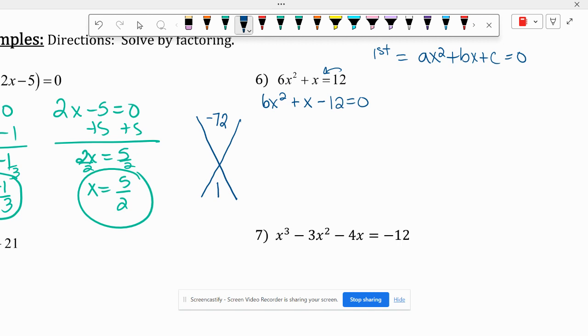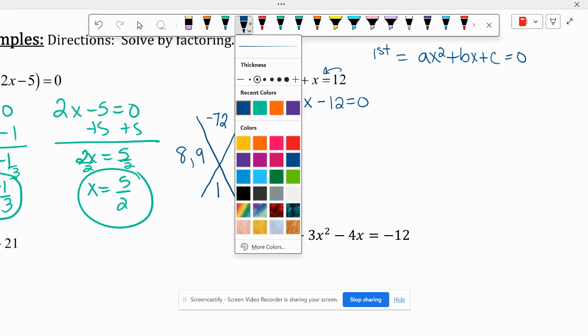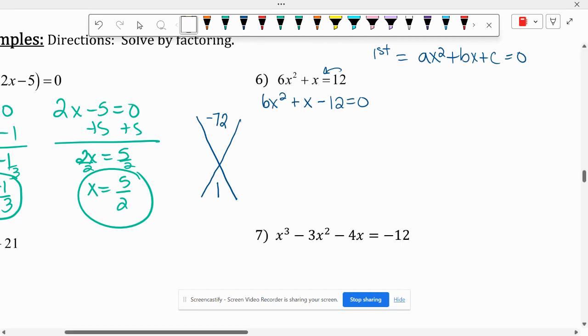What are two numbers that I multiply together to get 72 or negative 72 that when I add them I get 1? 8 and 9. Which one needs to be negative? 8 needs to be negative. Yeah. I don't know why I always smush them on the same side because I never used to use this. 8 and 9. 8 is negative.